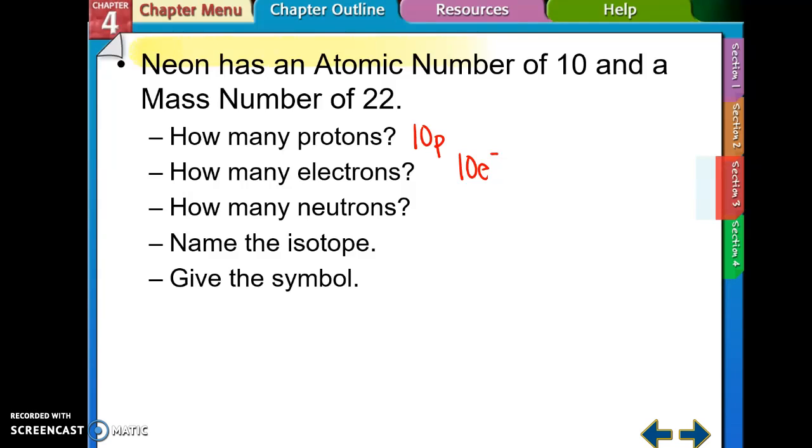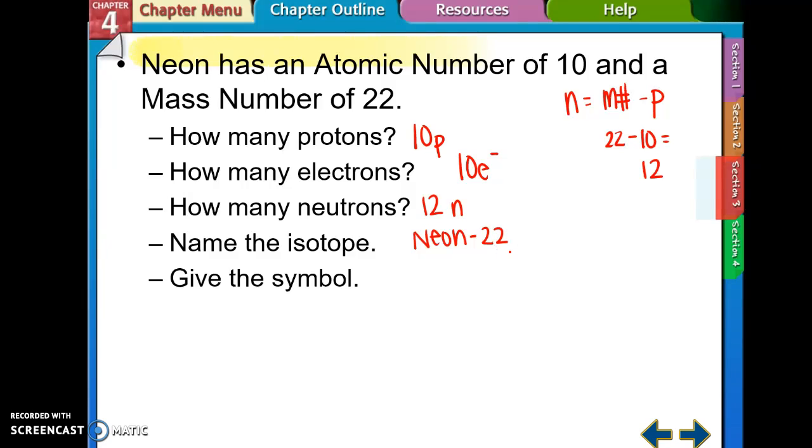But then the number of neutrons is going to be based on the mass number and the atomic number. So remember the number of neutrons is going to equal the mass number minus the number of protons. So that's going to be 22 minus 10. So I'm going to get 12 neutrons. So the way that I would name this isotope is I would name it neon-22.